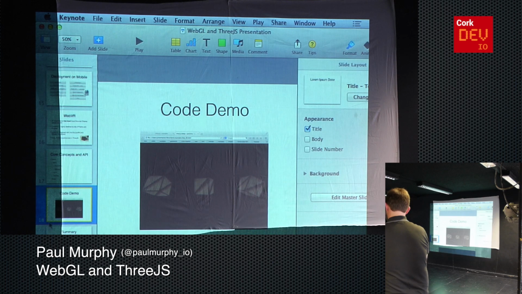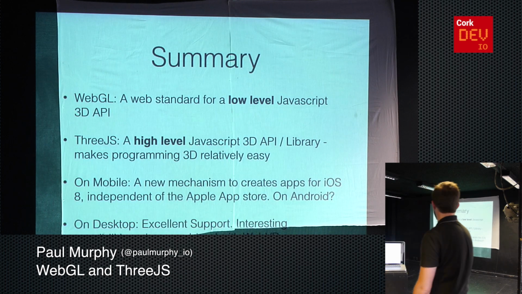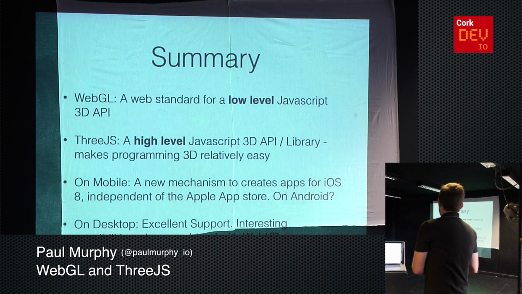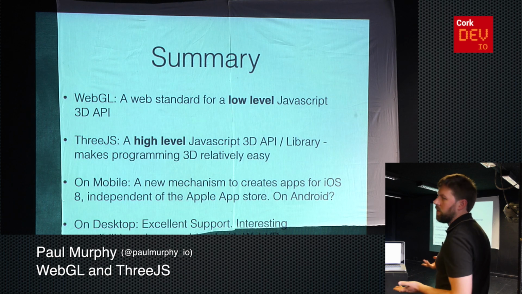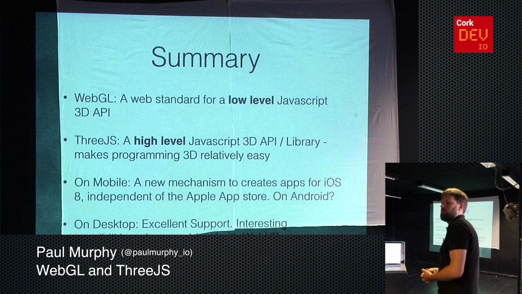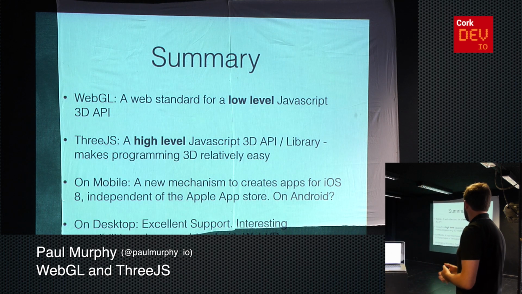So just going back, to finish up and summarize, the take-home points, if you're going to remember anything: WebGL is a low-level API. You'd want to be crazy to go programming it unless you're being paid by a game engine company to do some work with it. Three.js is the high-level API, and it makes programming it relatively easy.